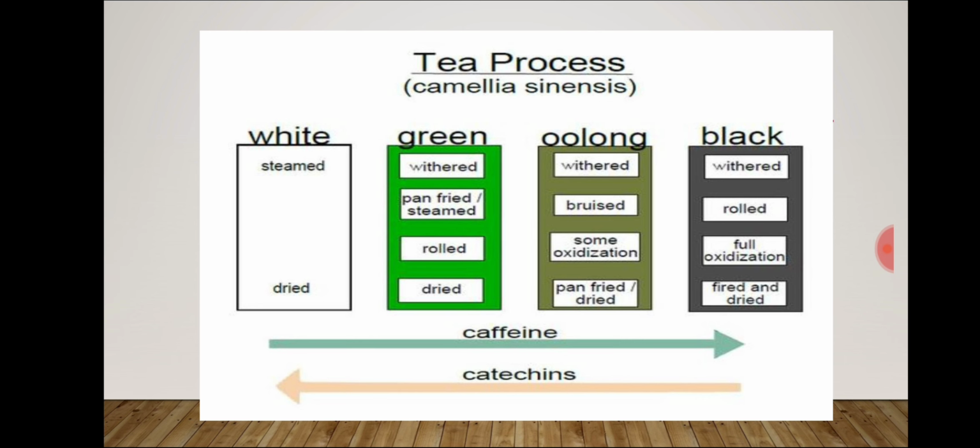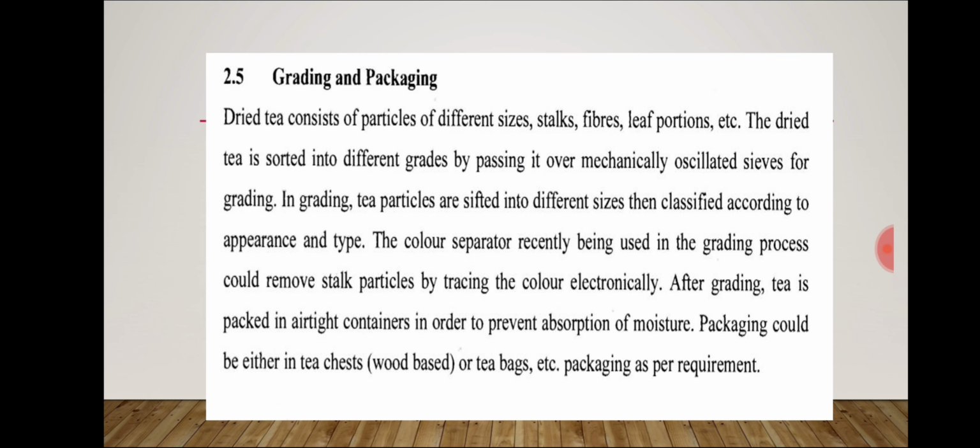Black tea. In the processing of black tea, the steps involved are withering and rolling. Full oxidation is also involved in the black tea processing, and after that it is dried. Caffeine production increases from white to black tea and catechins are reduced from black to white.